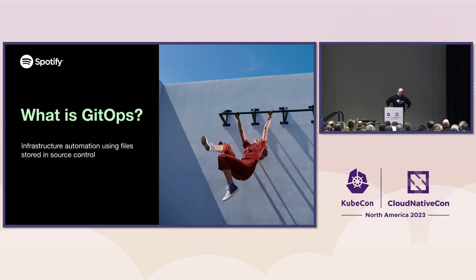So, what is GitOps? This is my simple definition, if you haven't heard this term before. GitOps is an approach to infrastructure automation using files stored in source control. Git is obviously the preferred source control system here. If you're using SVN, you might be too old for this talk. I'm just kidding. I've been there too, man.